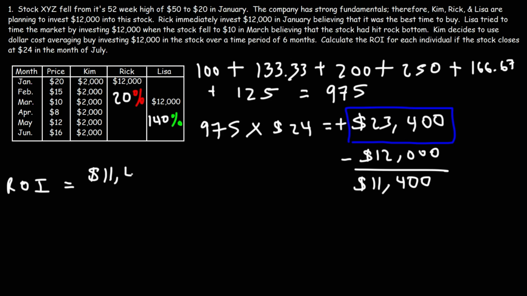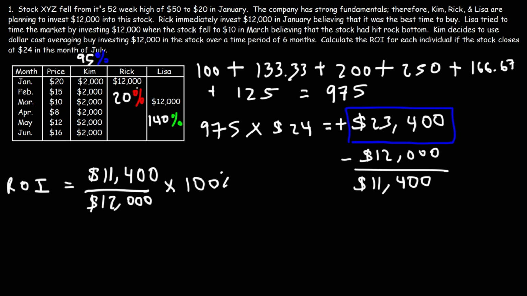So let's take our profit, which was 11,400, and now let's divide it by her total cost of investment, which is 12,000. And then we're going to multiply this by 100%. So in this case, Kim's ROI is 95%, which is very good.